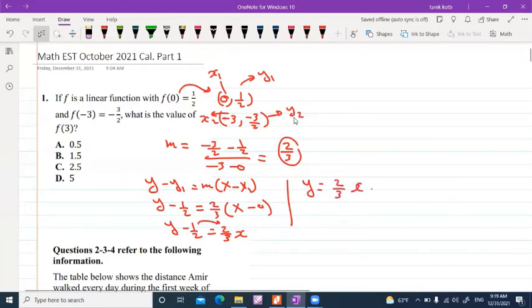This is the equation. And since you want to get f(3), that means y when x equals 3. So it will be 2 over 3 times 3 plus half. This 3 cancels the 3, it will be 2 and half. 2 and half means 2.5. So the answer is C.